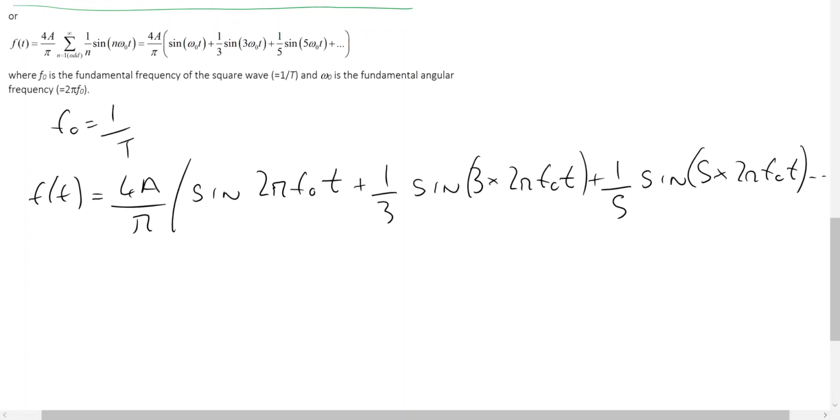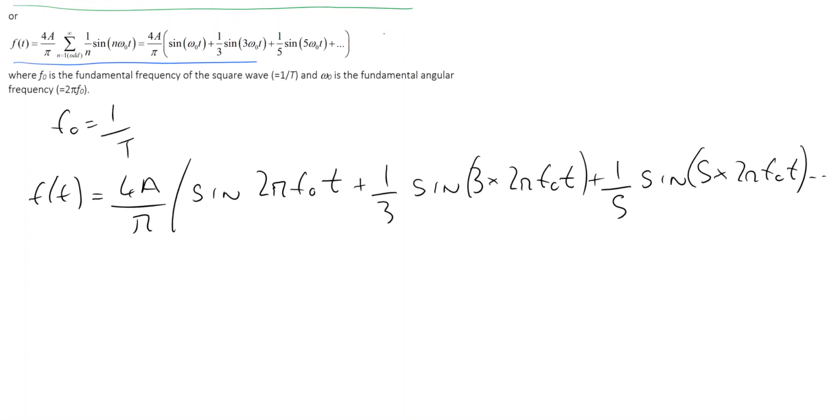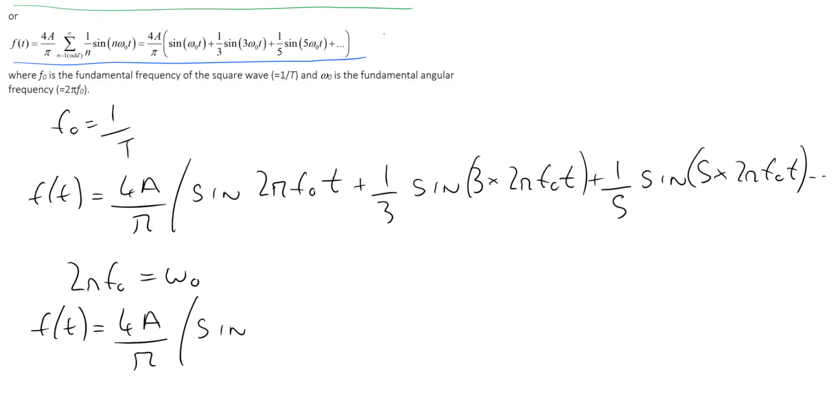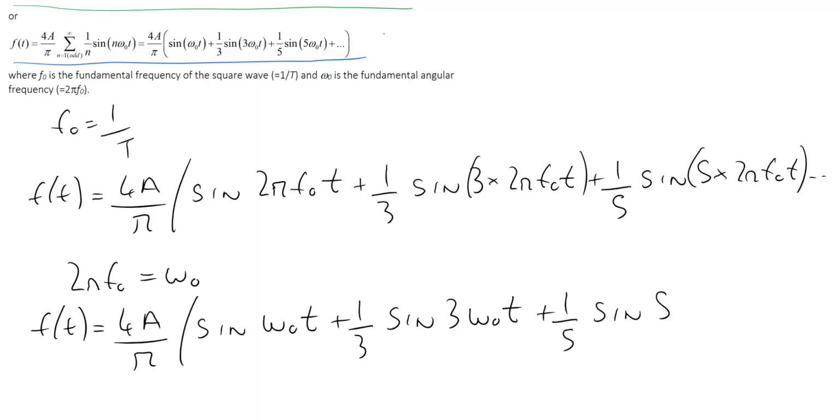We can simplify things a little bit more and get the result underlined in blue by noting that 2 pi f0 is equal to omega naught. So f0 is the fundamental frequency, omega naught is the fundamental angular frequency. So we can also write f of t is equal to 4A divided by pi, sine omega naught t plus a third sine 3 omega naught t plus a fifth sine 5 omega naught t, and so on like that.